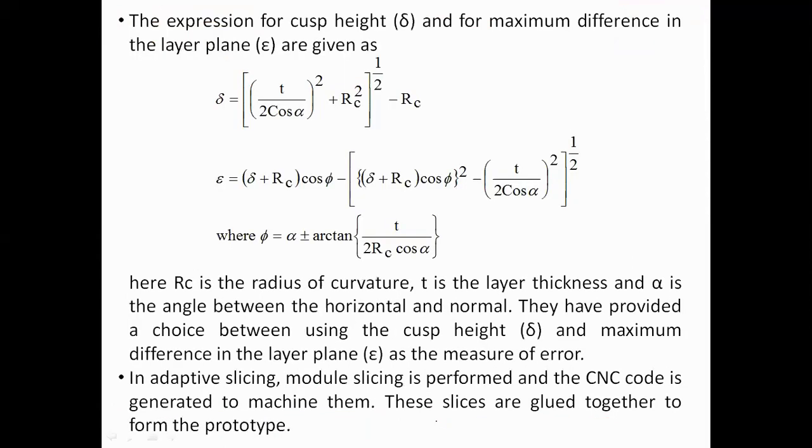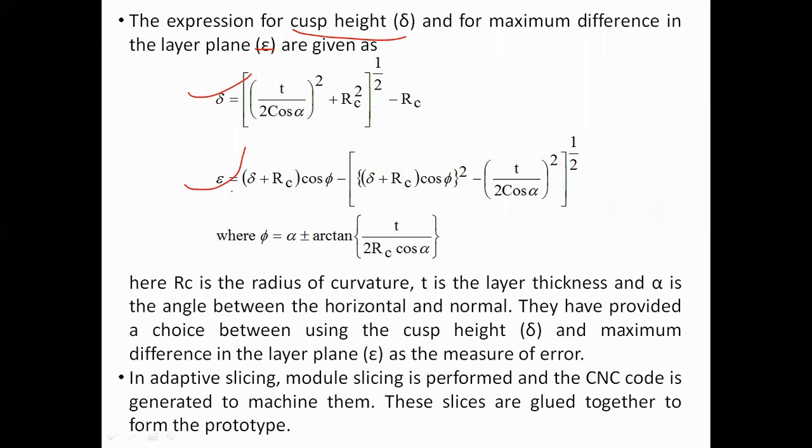So they developed a relationship, basically for the whole function. And these are the two formulations that they developed. So delta is for cusp height and epsilon is for the maximum difference. These are the two expressions, where RC is the radius of curvature, T is the layer thickness, and alpha is the angle between horizontal and the normal. Now you have a chance of optimizing either of these two functions.